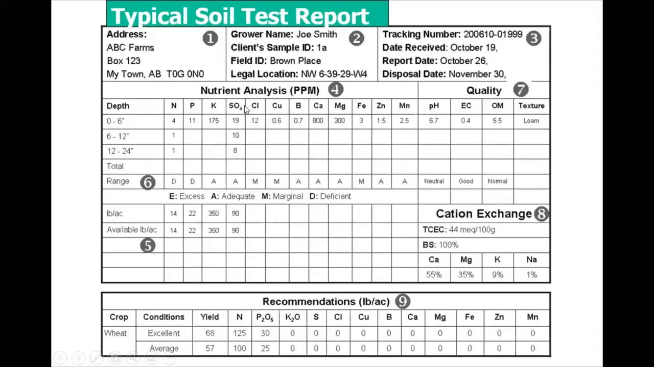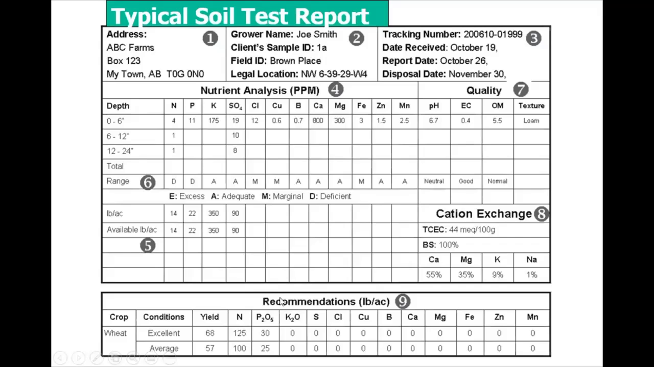So this is just a generalized soil test report we put together a number of years ago just to kind of explain soil test reports. The first information up in here just really is grower information, the address of the farm, the field name, legal land location, and the samples were taken. Just make sure that information is correct. Then we have nutrient information, soil quality information, other types of soil quality information over here. And in terms of nutrients, we can be looking at it in terms of parts per million and pounds per acre. Then finally, at the bottom of the report, there's fertilizer recommendations. So there's a lot of information packed in this soil test report.